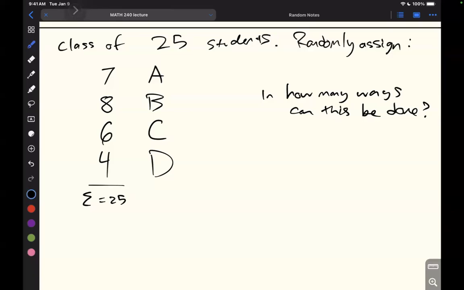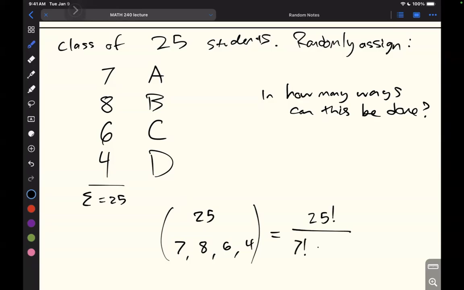All right, what is this? Not a trick question. What's that? 25 choose 7, 8, 6, 4. Yeah, that's it. Which is 25 factorial over 7 factorial times 8 factorial times 6 factorial times 4 factorial.